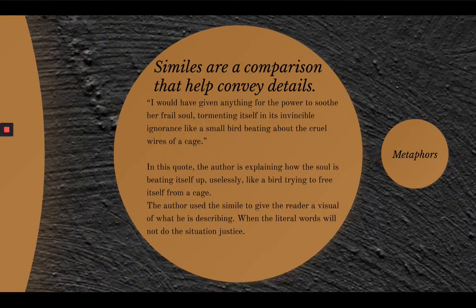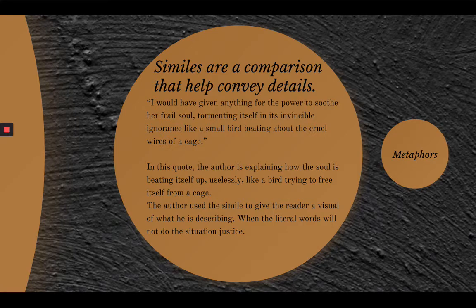Our next example of figurative language is similes, which are comparisons that help convey details. In the quote, it says, "I would have given anything for the power to soothe her frail soul, tormenting itself in its invincible ignorance like a small bird beating about the cruel wires of a cage." In this quote, the author is explaining how the soul is beating itself up, uselessly, like a bird trying to free itself from a cage.